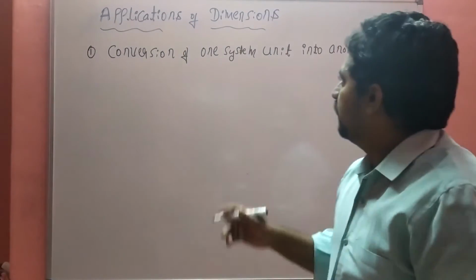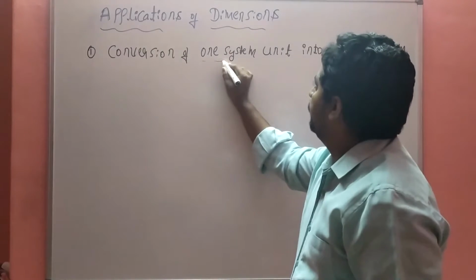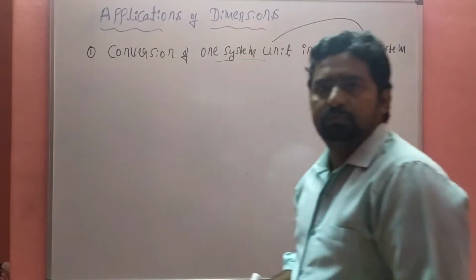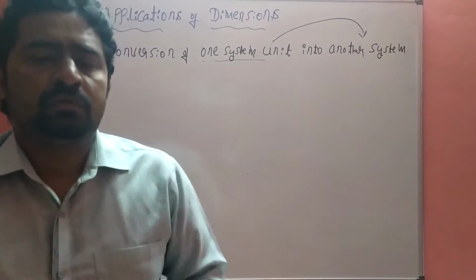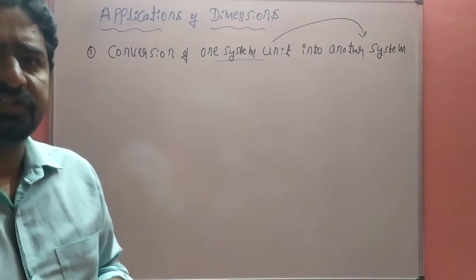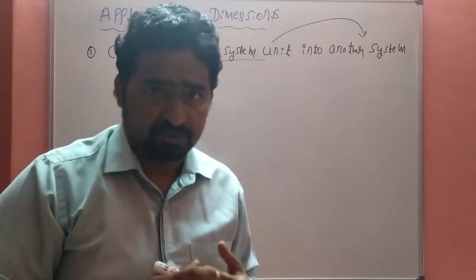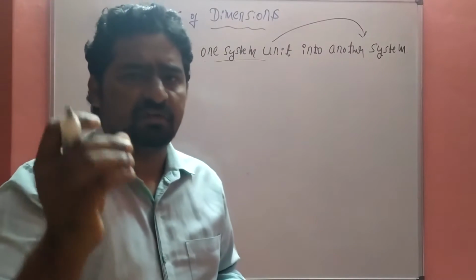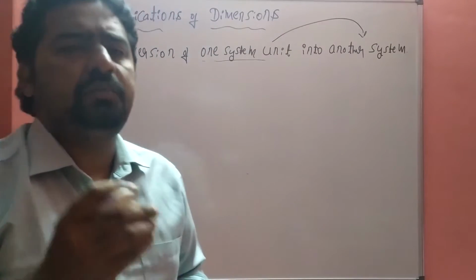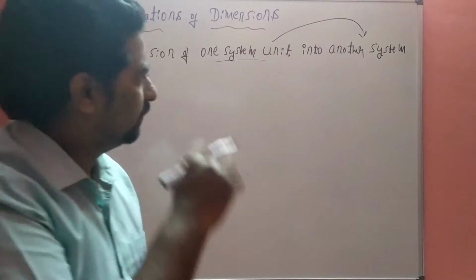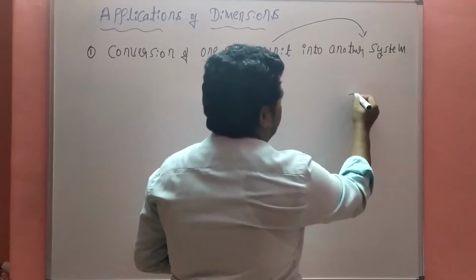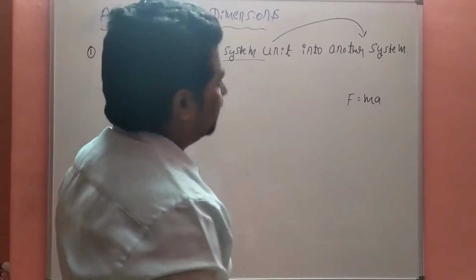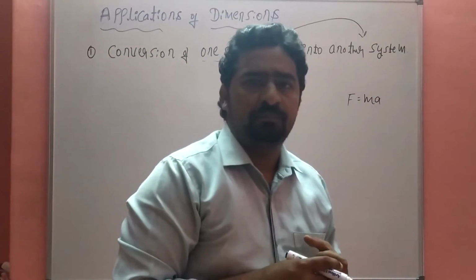The first is conversion of one system of units into another system. The second is to check the correctness of an equation, whether the equation is right or wrong. For example, for this equation, is it right or wrong? We check it by using the dimensions method.